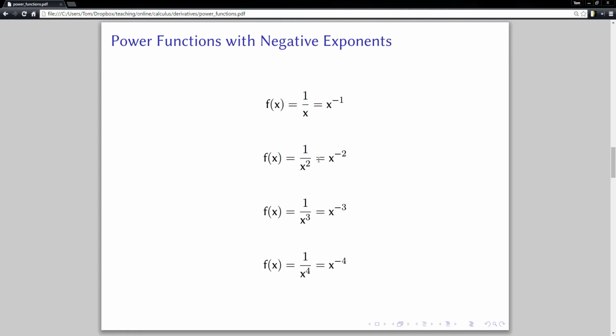So here are just some more examples. 1 over x squared, that would be the same as x to the negative 2 power. And 1 over x cubed, the same as x to the negative 3 power. Okay, so if you have functions that look like this, 1 over x to some number power, just keep in mind that you can always rewrite those as x to some number power by using that basic fact from algebra. In other words, you can have power functions with negative exponents.